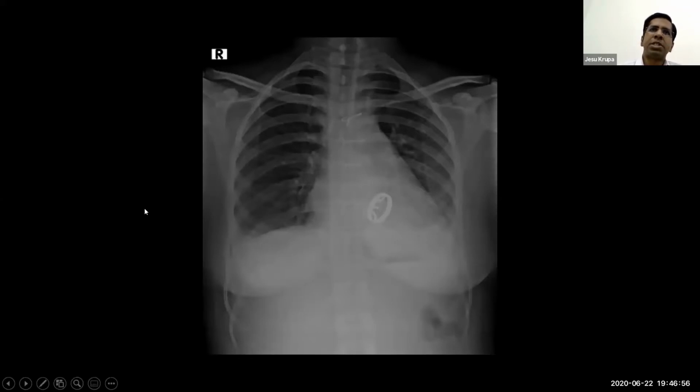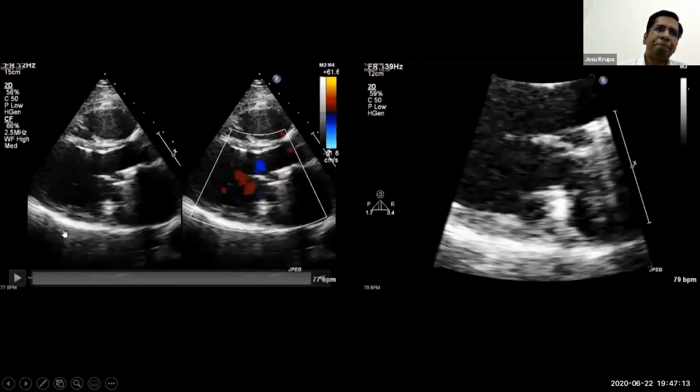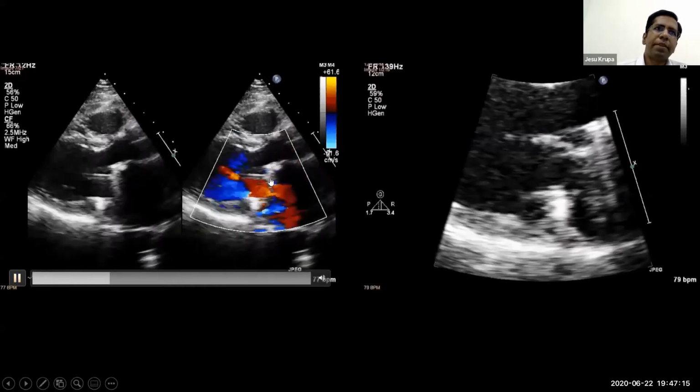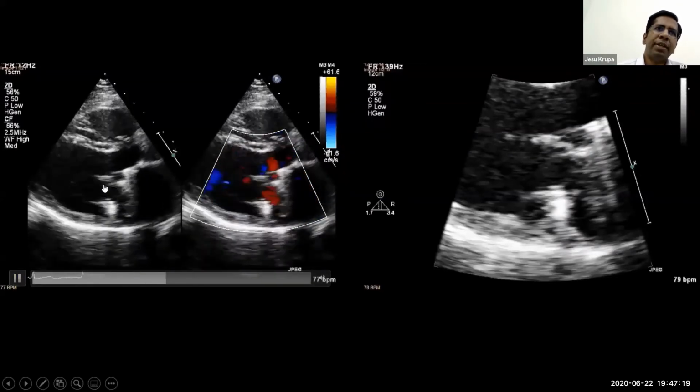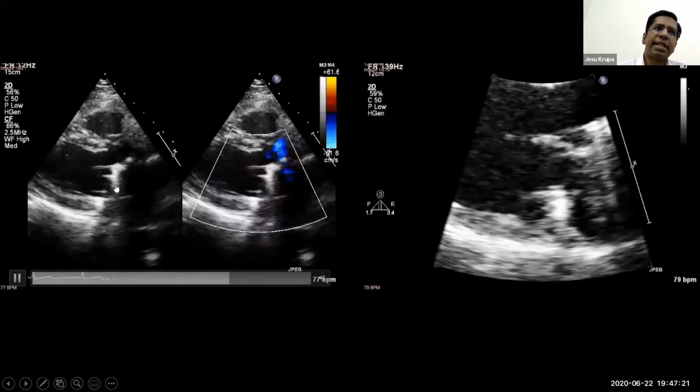So even when I show the cases, you will be able to appreciate the different X-ray appearance of these valves, which will also give a clue to what valve has been implanted. So this is a Chitra valve, single leaflet tilting disc valve. And this is the parasternal long axis view. As you can see, this is the disc that is seen here.